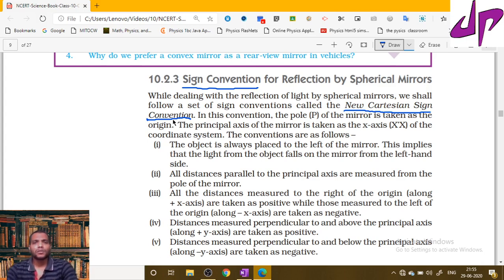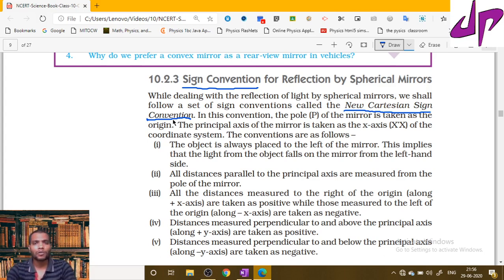It tells us how we measure distances. If we keep an object in front of the mirror, we need to measure the object distance. The mirror itself has a focal length, and the image will be formed somewhere, so we need to measure that too. To measure those, we need to follow a certain convention. Convention means certain particular rules, which are given by the Cartesian sign convention. I will explain these rules very simply.